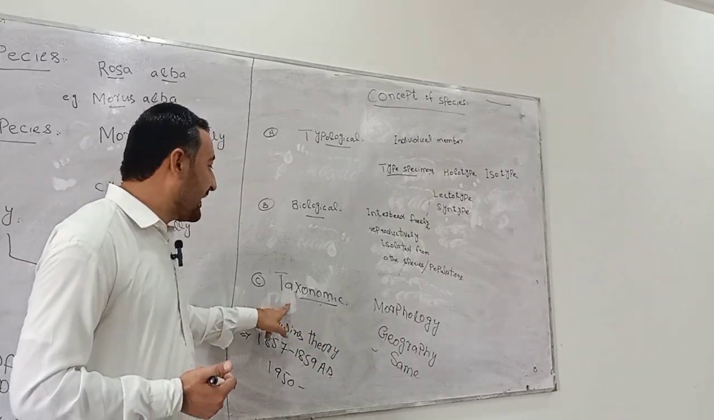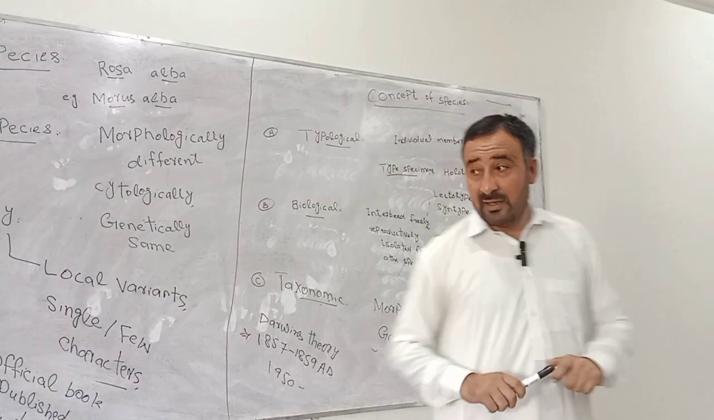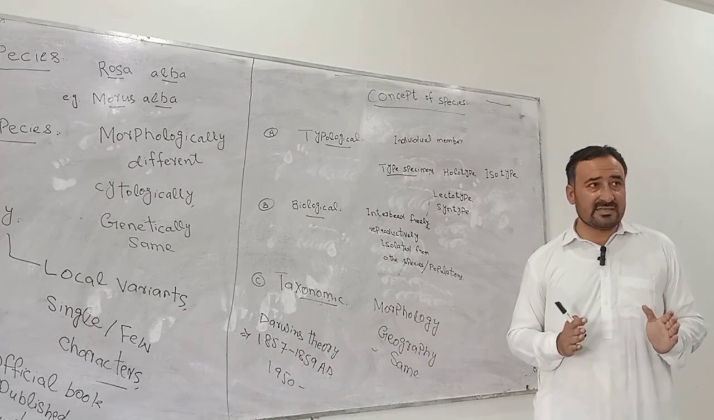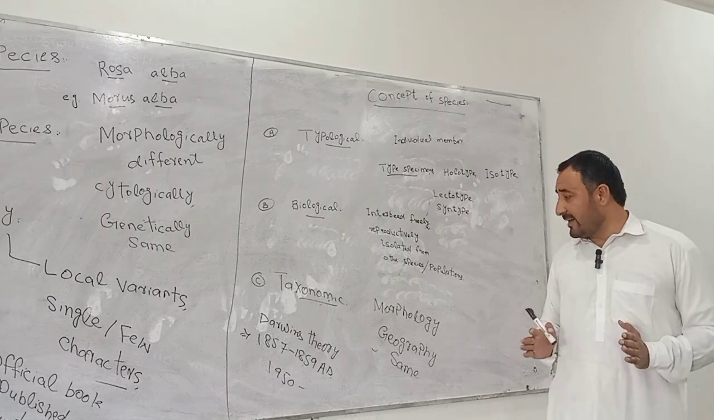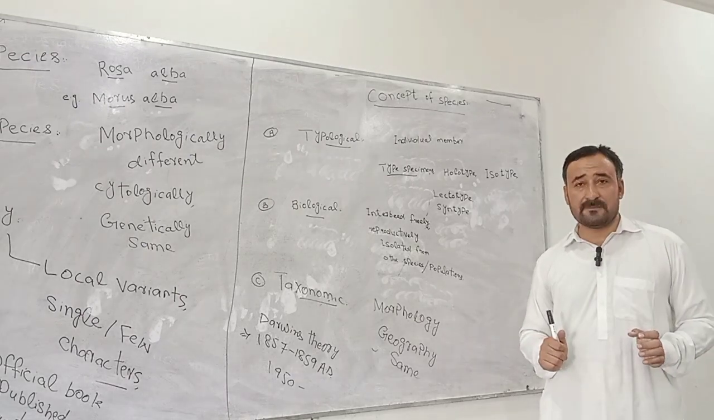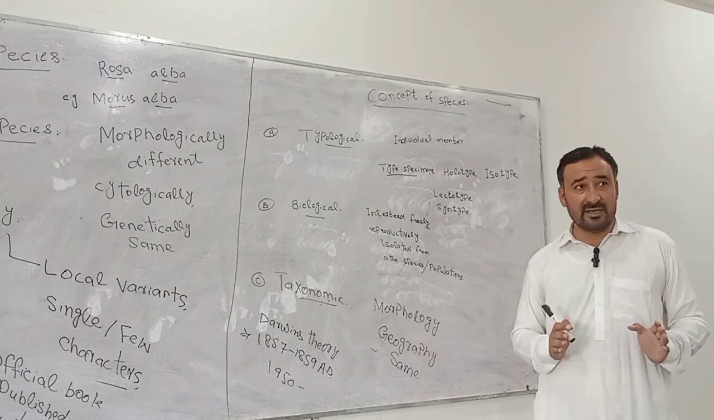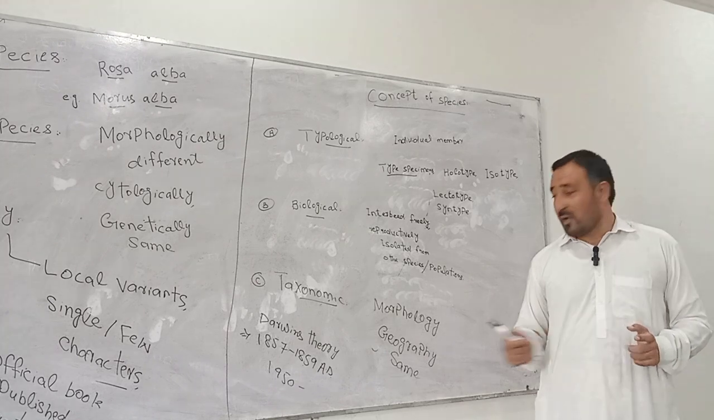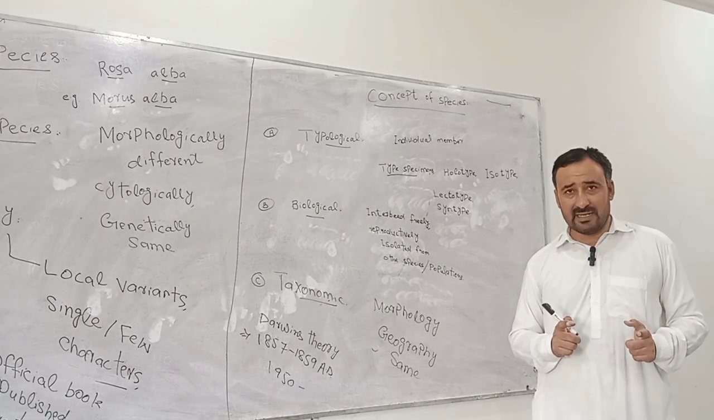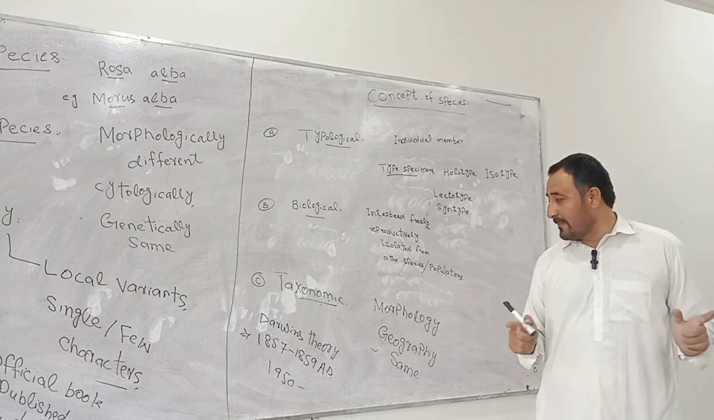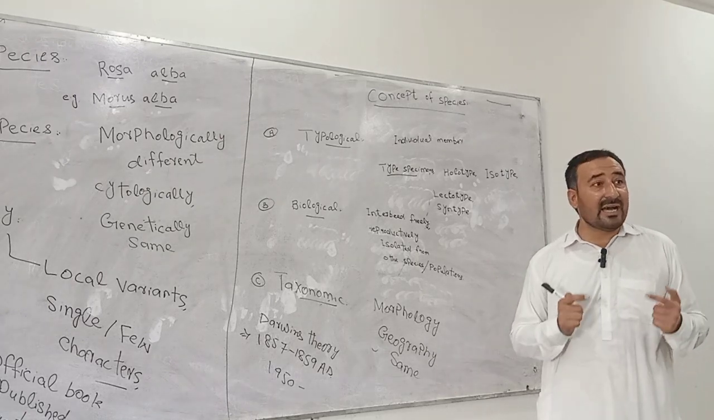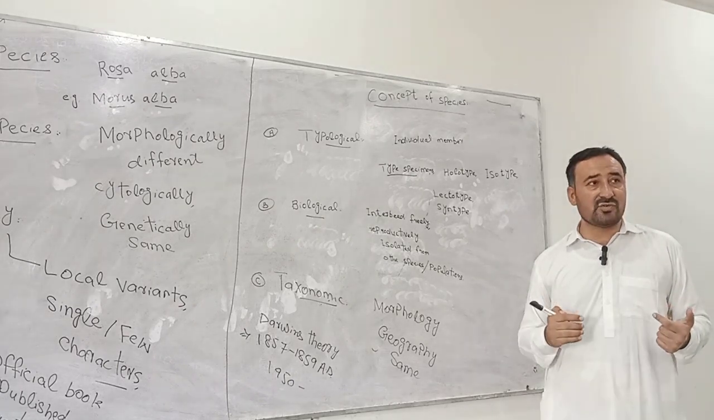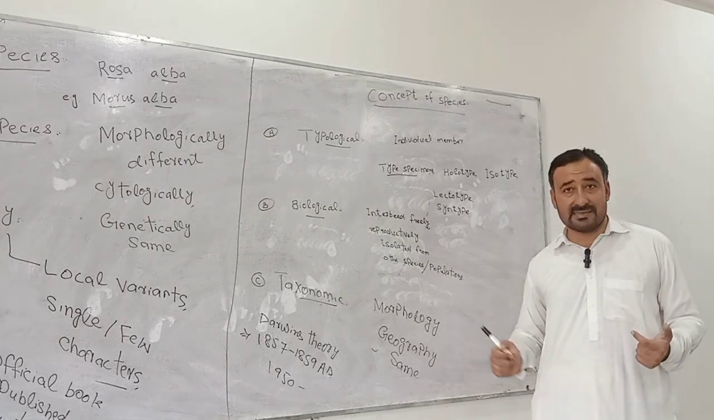Number three is the taxonomic species concept. The taxonomic species concept means those species which we identify with the help of morphology and geography. Okay, how can we define them? Those species which are morphologically the same, okay, within different areas as well, but geographically they are also the same. Okay, their climate, their elevation, their altitude, their topography, their physiography, they are the same.